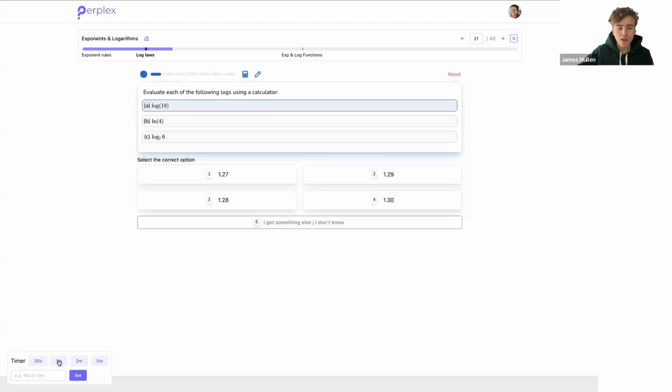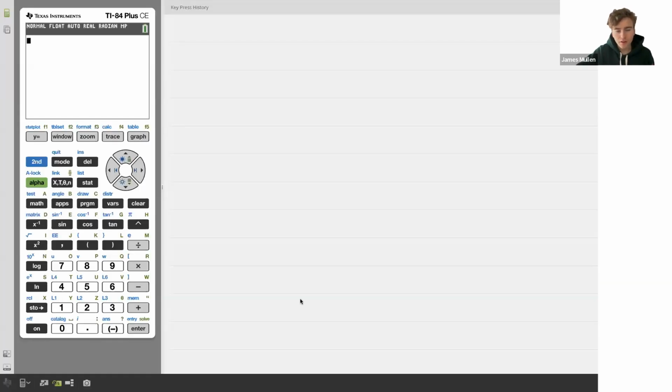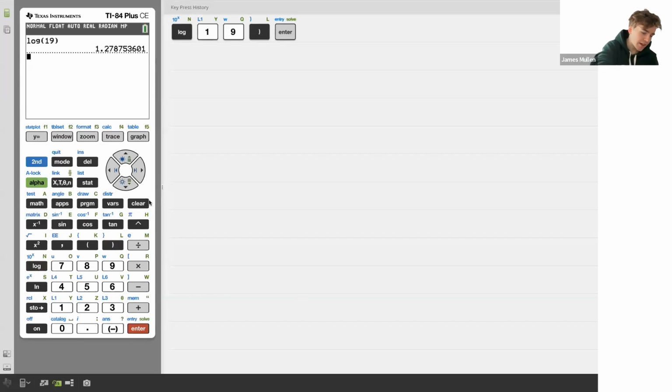So I'm going to give you a minute to evaluate each of these on your calculator. So I'm going to show you on a TI-84. It's going to be very similar no matter what calculator you're using. And in part A, we're looking for log of 19. Remember, log is log base 10, but your calculator will actually just have a log key. So I do log of 19, and I find 1.27, which rounds to 1.28. Okay, so that's the answer for part A.